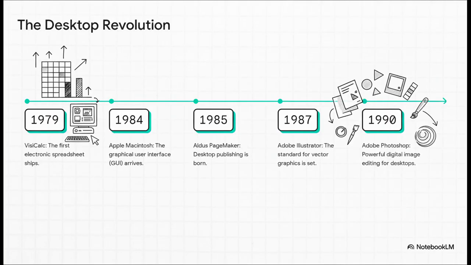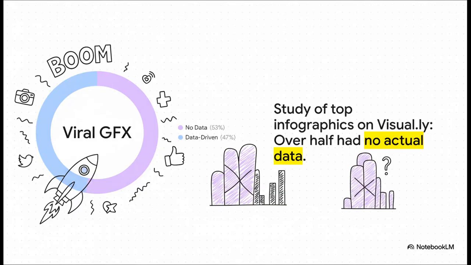VisiCalc let business people make their own charts for the first time. The Mac and its graphical interface made design accessible to everybody. And then this wave of pro software, PageMaker, Illustrator, Photoshop, put a full-on digital design studio on everyone's desk. This all led to the great infographic boom back in the 2010s, when they were all over social media. But there was a catch.